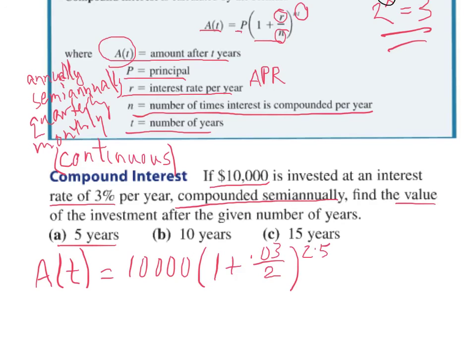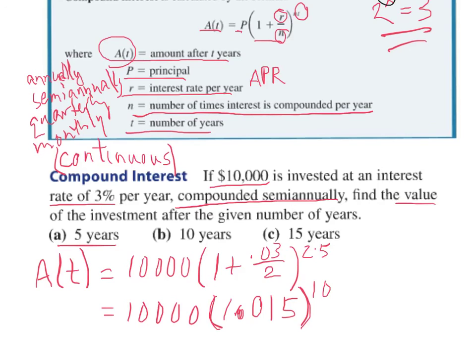Now a little simplifying before we go to the calculator will make this a lot easier. So we'll simplify this to 10,000 times 1 plus 0.03 divided by 2, which is 0.015. And so this is 1.015, and 2 times 5 is 10. So you can enter this into the calculator much more easily. You just enter it exactly the way it is right here. If you don't want to use parentheses, you can use a times multiplication symbol. So when you do that, you'll get the value.